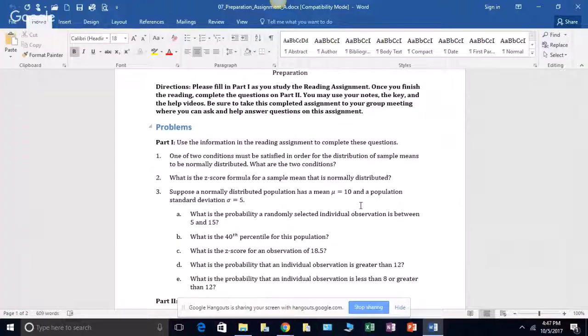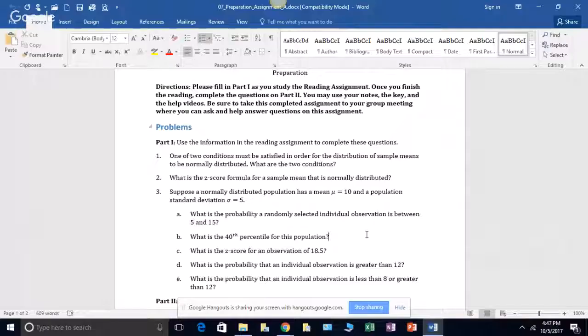So going to 3A, what is the probability of randomly selecting an individual observation between 5 and 15? When I got to this, I didn't understand it, but I like what he did. He drew the bell curve, and he put the mean is 10, the standard deviation is 5, and then 5 and 15. So that means it's within one standard deviation. So it's the 68-95-99.7 rule, so it's 68%. Once I looked at it, I was like, oh, that does make sense.